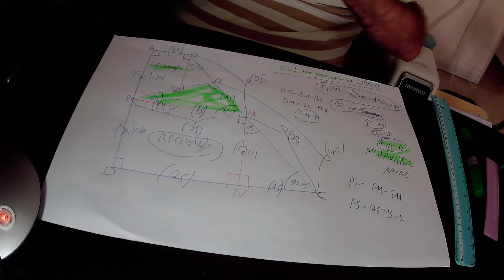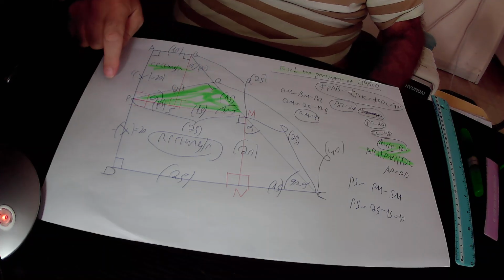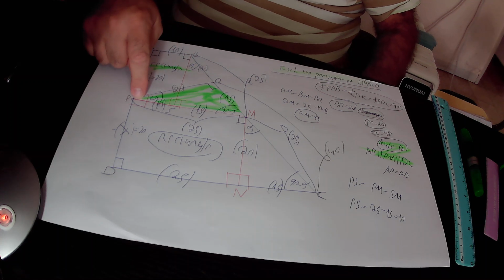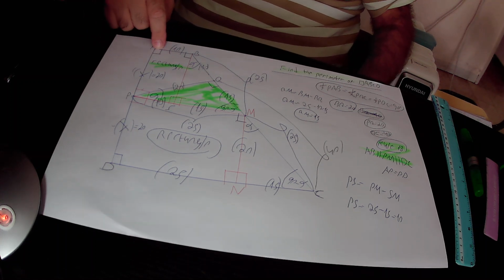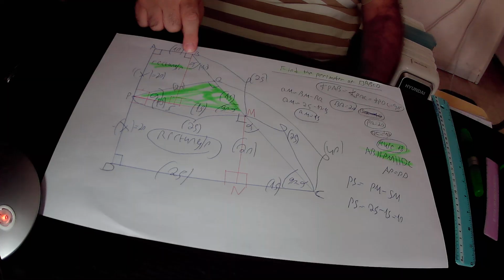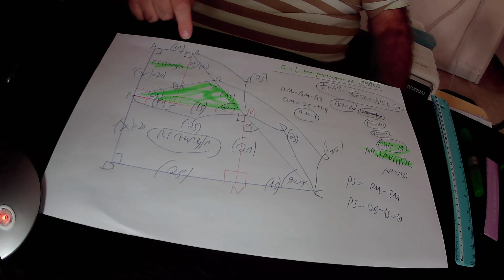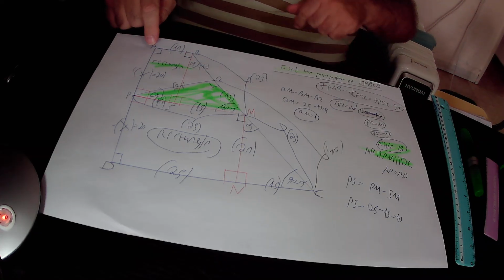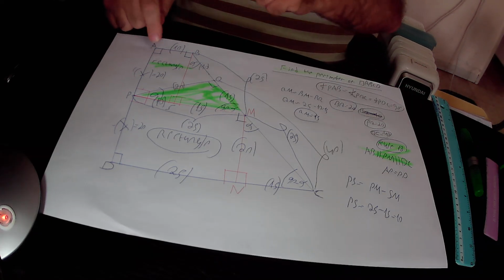By doing this construction, we get the quadrilateral ABSP. In quadrilateral ABSP, we have 1, 2, 3 right angles, and therefore this fourth angle must be equal to 90 degrees. So in quadrilateral ABSP, we have 4 right angles, and therefore quadrilateral ABSP is a rectangle.